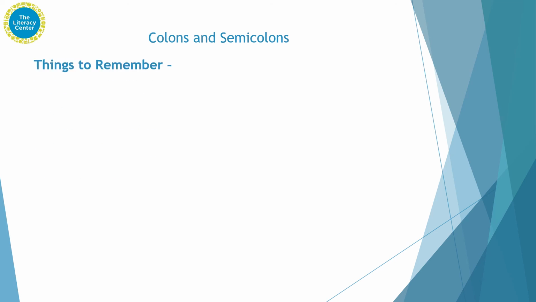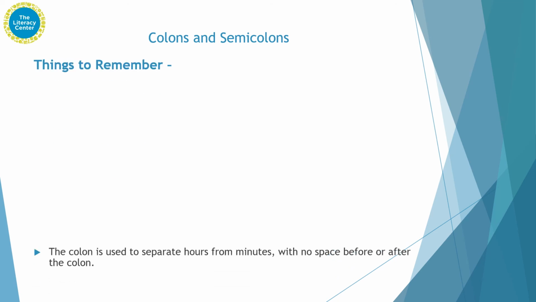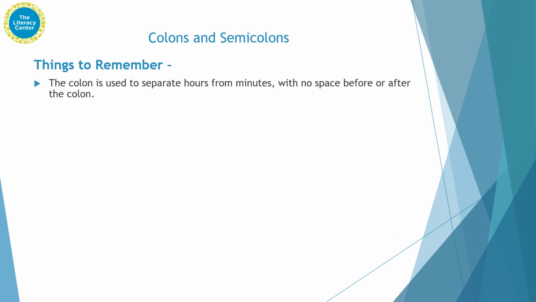There are a few things to remember when you use colons and semicolons in writing. The colon is used to separate hours from minutes with no space before or after the colon. For example, when you write it like this, 11:35 a.m., you can see that there is no space before and after the colon symbol, right?